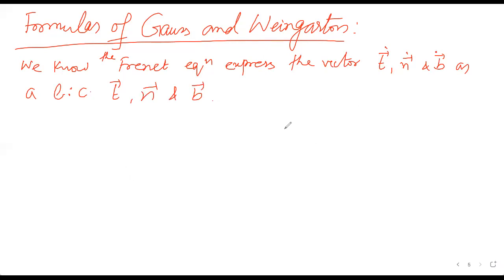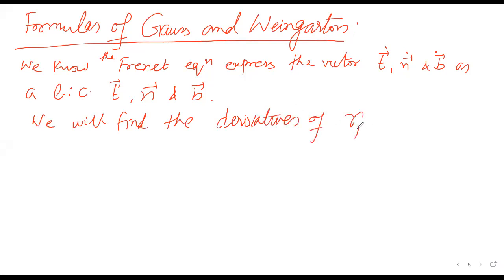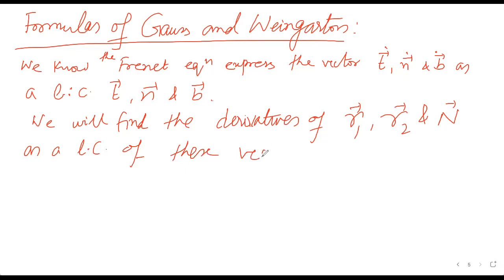Now in the same way we will find the expression for the derivatives of r1, r2 and vector n as a linear combination of these vectors, as a linear combination of r1, r2 and n.